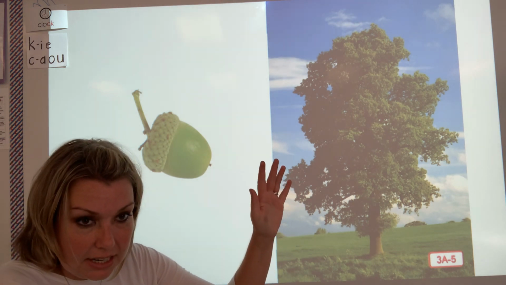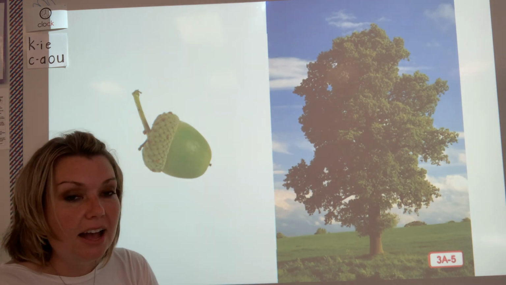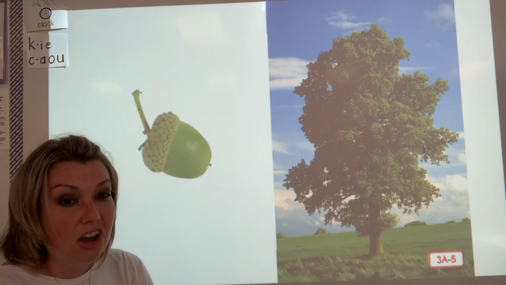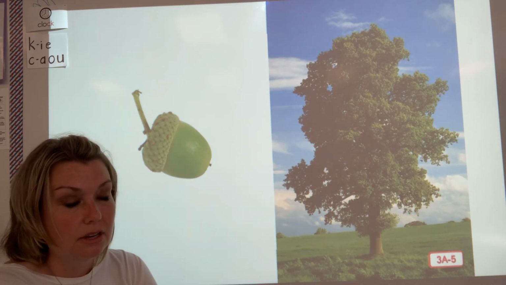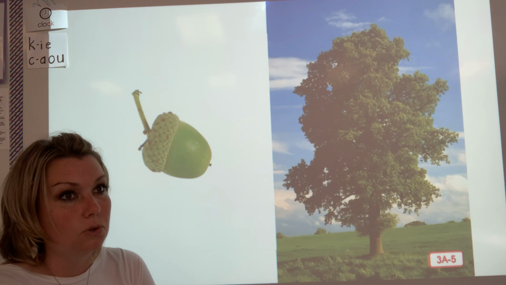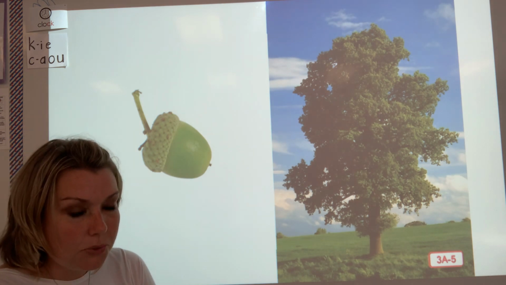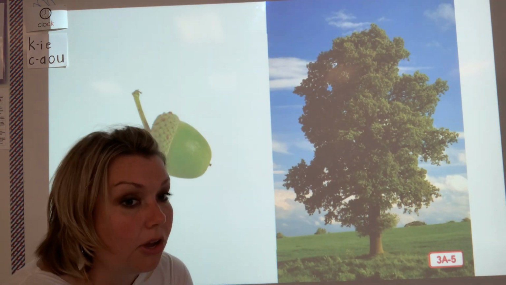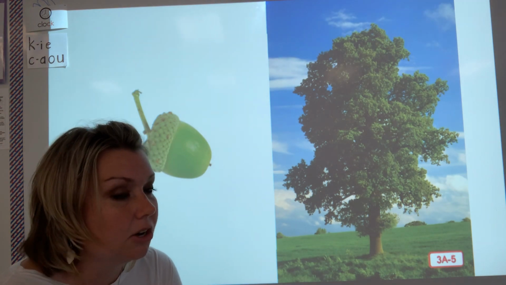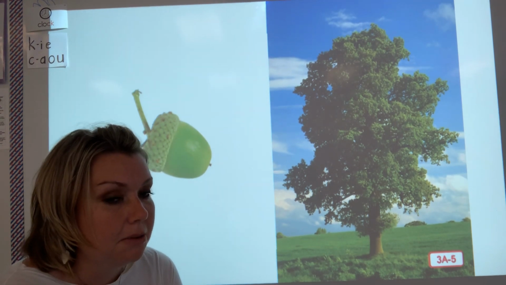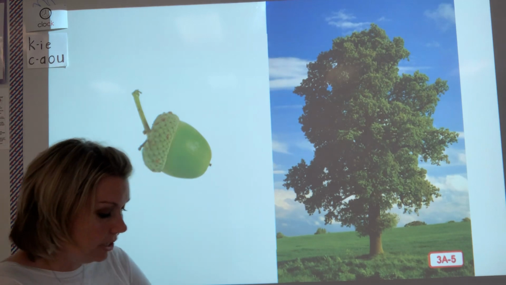Have you guys ever seen an acorn? I have a bajillion of them in my yard because I have 2 oak trees. We also have lots of them at school. Maybe that's why our town is called Oak Ridge Elementary, or Oak Ridge Town, because there's so many oak trees.